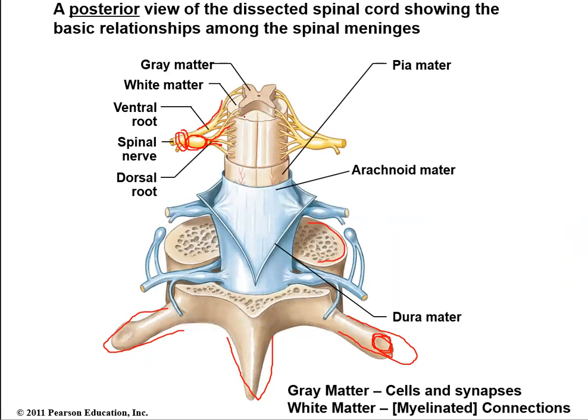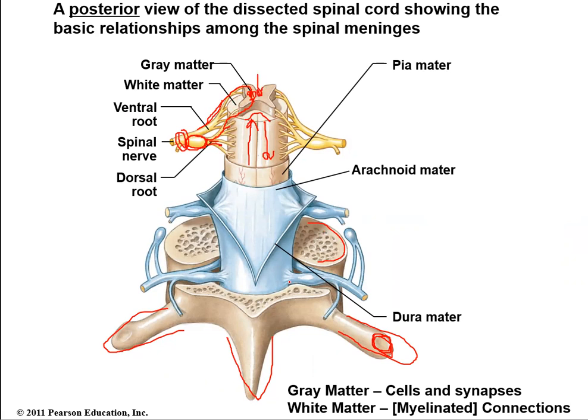Okay, we can see the white matter, okay, with tracts going up and tracts going down. Okay, and the gray matter where all of this sensory information comes in, motor information goes out with the synapses in between. Okay, and this of course is the central canal.